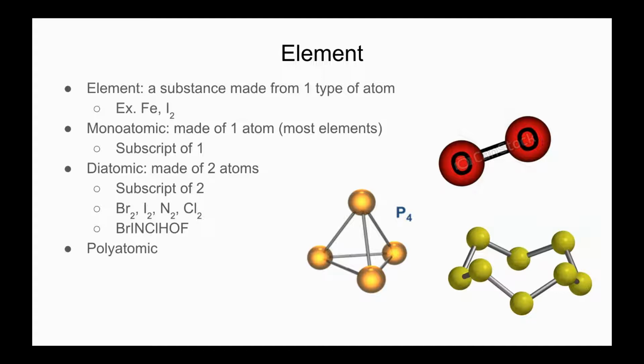Now, polyatomic elements are made up of more than two atoms, and examples of this you can see on the right-hand side at the bottom there. We have phosphorus, which exists as P4, and sulfur, which exists as S8.